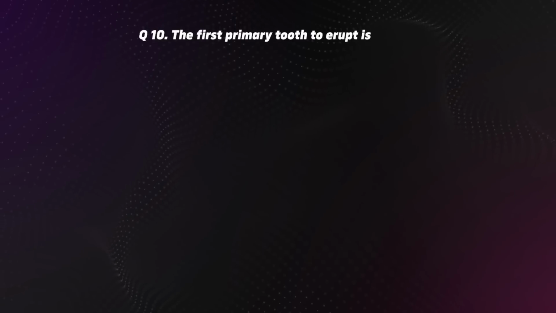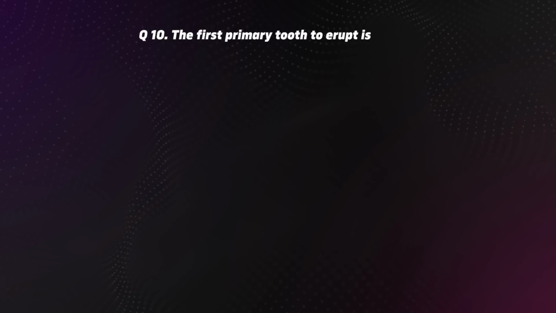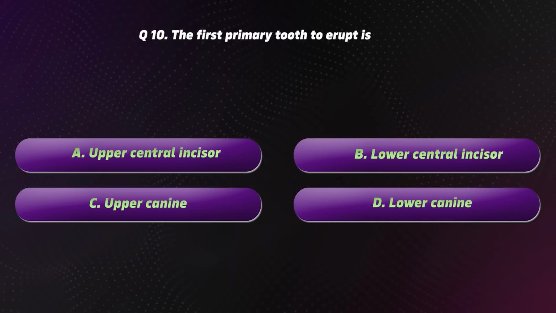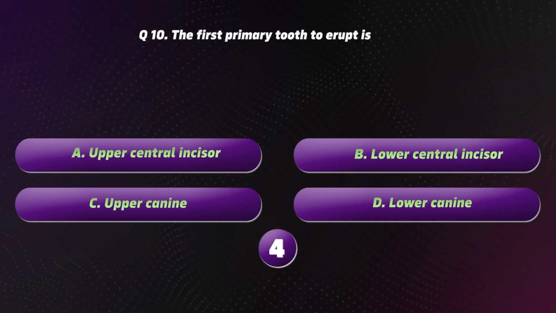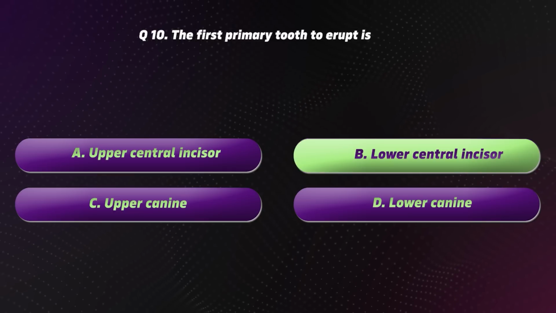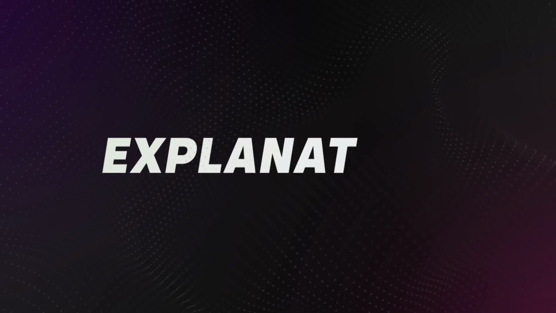The first primary tooth to erupt is. Here are the options. A. Upper central incisor. B. Lower central incisor. C. Upper canine. D. Lower canine. And the correct answer is option B. Lower central incisor. Here's the explanation.